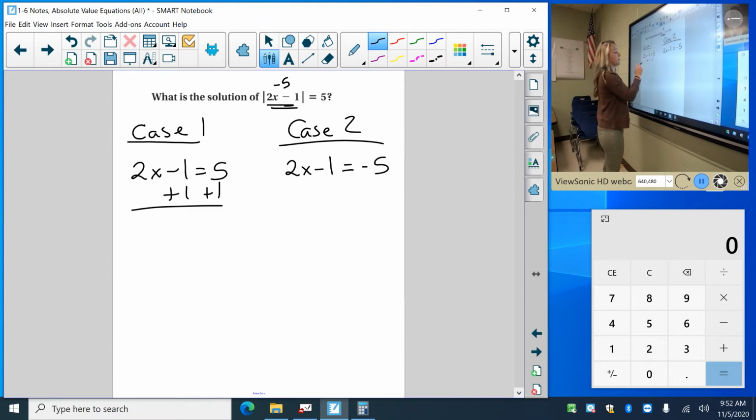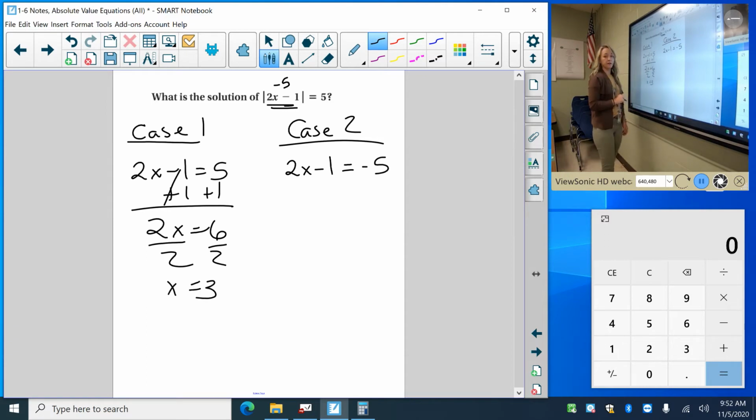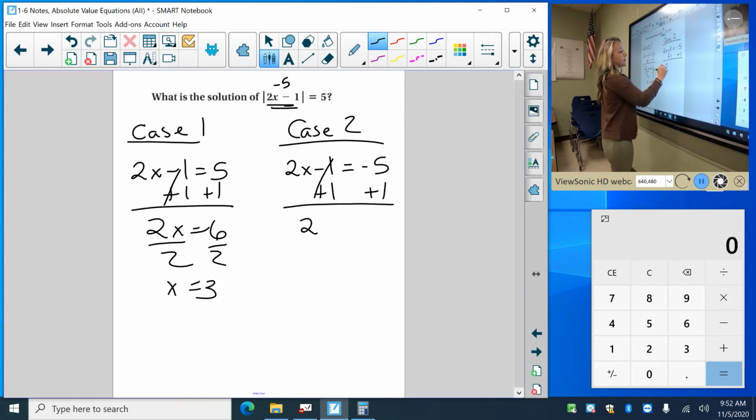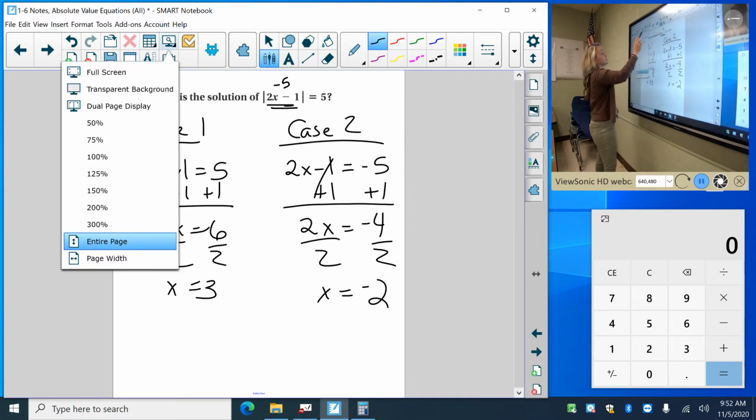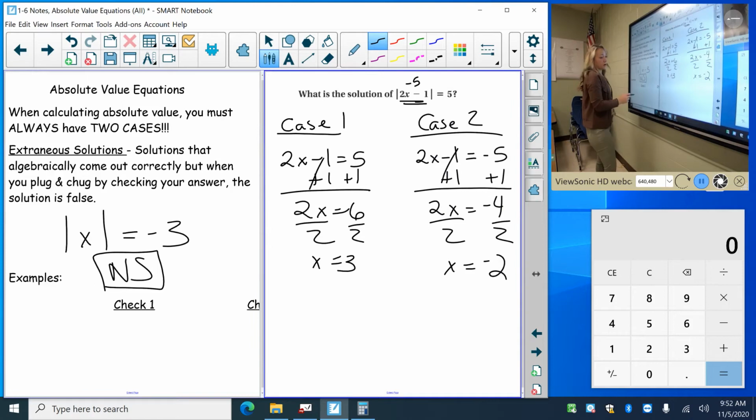Add 1. So I have 2x equals 6, divide by 2, x equals 3. So there's my first answer. Solve the next equation, plus 1. So I have 2x equals negative 4, divide by 2, x equals negative 2. Before I move on, I have to check for an extraneous solution. We did the math, everything looks correct. Now we have to check for an extraneous solution. And that's what we're going to do next.